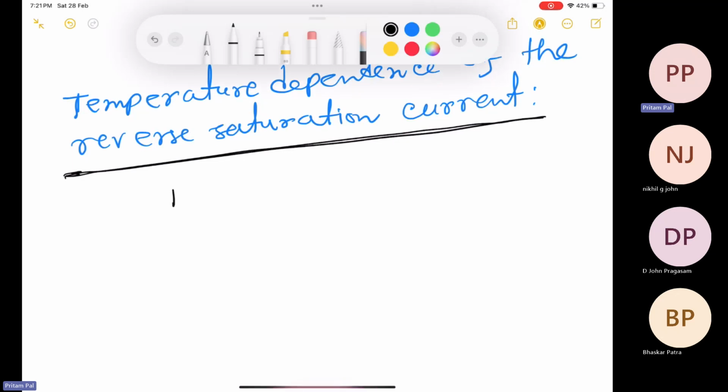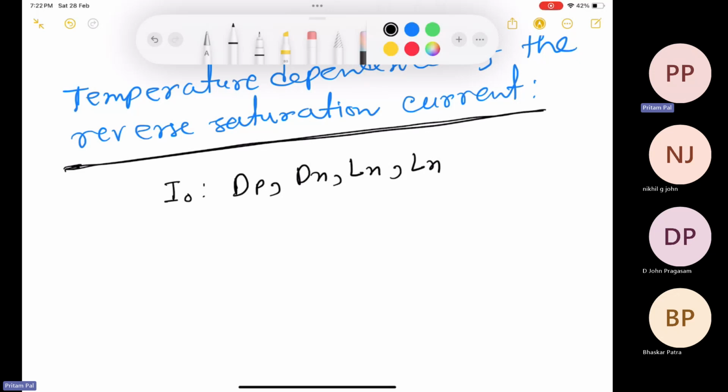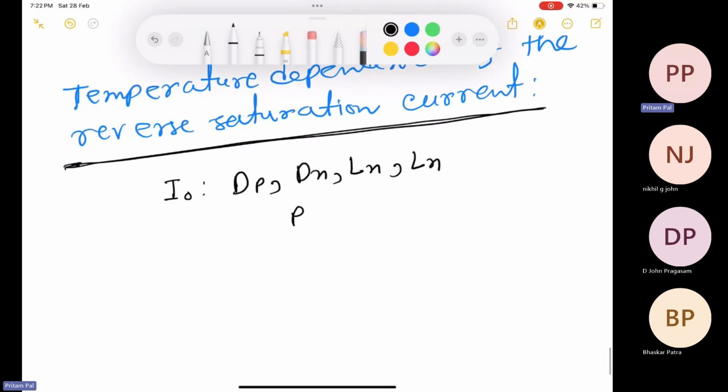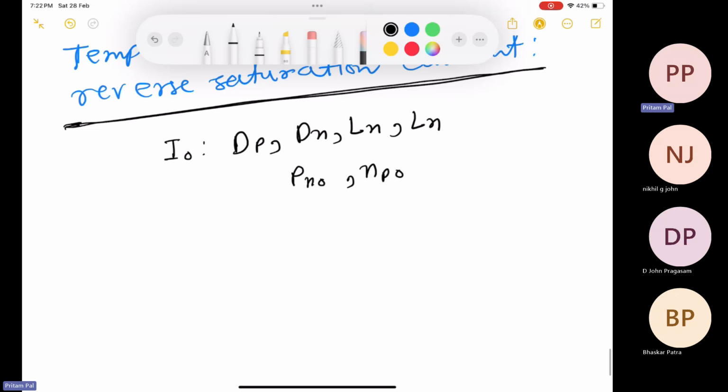So I naught can be written in terms of D_p, D_n, the diffusion lengths L_p, L_n. It can also be written in terms of the minority concentrations p_n0 and n_p0. So this I naught will vary with temperature.